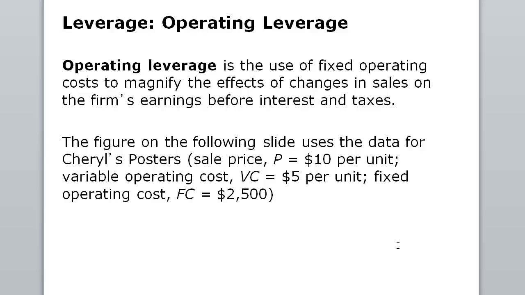Okay. Now let's look at operating leverage. Operating leverage uses fixed operating costs to magnify the effects of changes in sales on the firm's EBIT, or earnings before interest and tax. So we can go back to Cheryl's posters. We know that the price of her poster is $10 per unit. The variable cost is $5 per unit, and the fixed operating cost is $2,500.